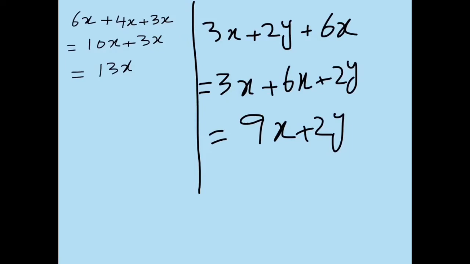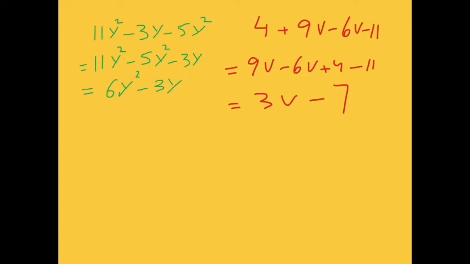In the next step, look, 3x plus 6x, your answer will be 9x. Just add the coefficients, 3 plus 6, your answer is 9x, plus 2y. Now 9x and 2y we cannot add, because they are unlike terms. So this is your final answer. Thanks.